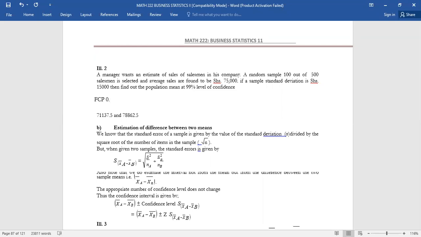So 400 divided by 499 is 0.8. Then when you find the square root, what are you getting?